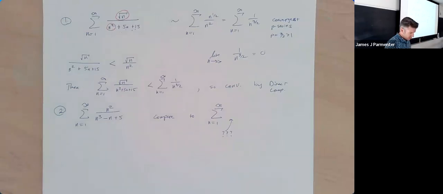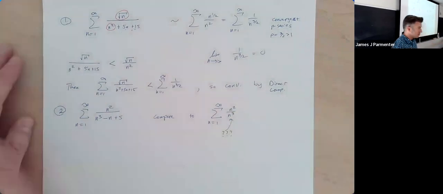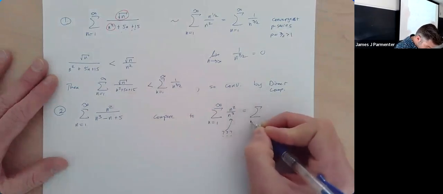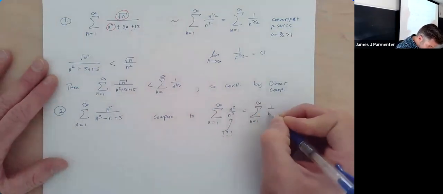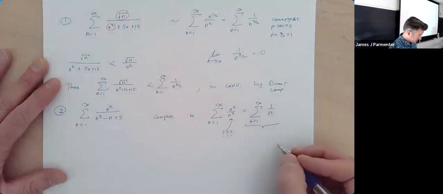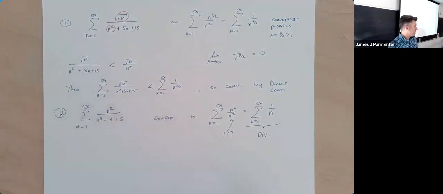All right, time's up. We're comparing this to the sum of n squared over n cubed. I'm just using the highest powers. And then I'm, of course, going to simplify that to the sum of 1 over n, which we know is divergent. So that means we think this diverges, to be able to use direct comparison.